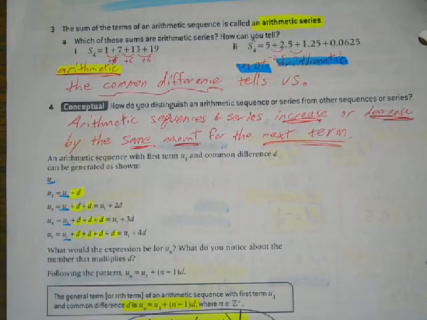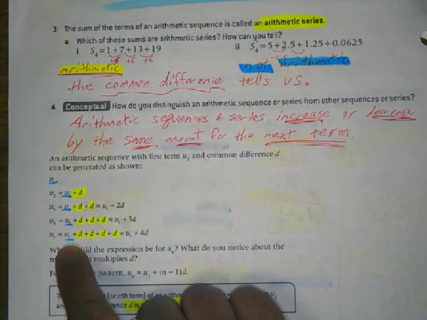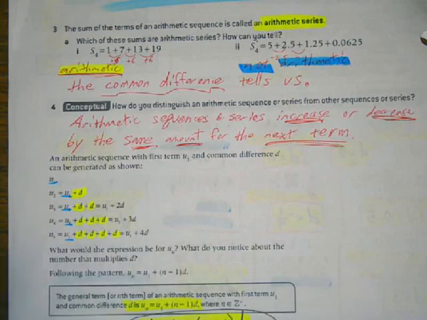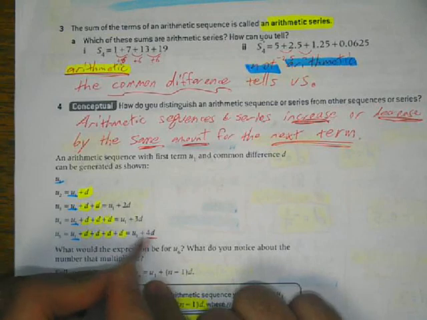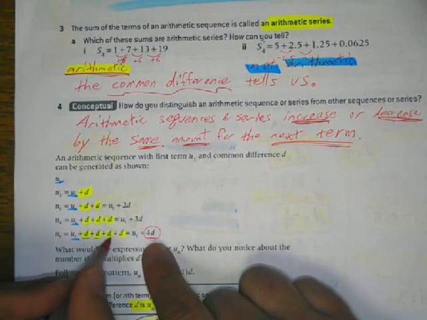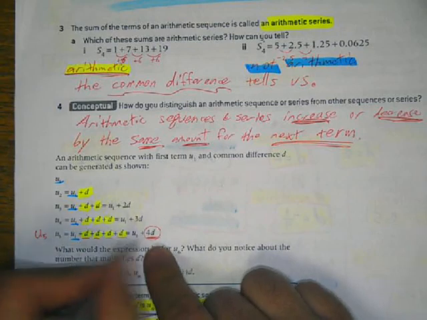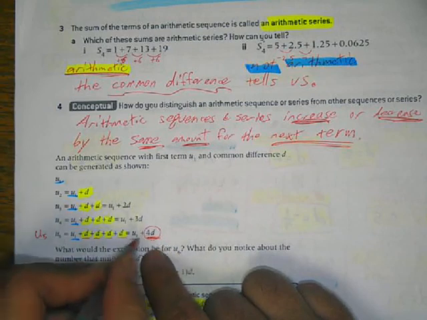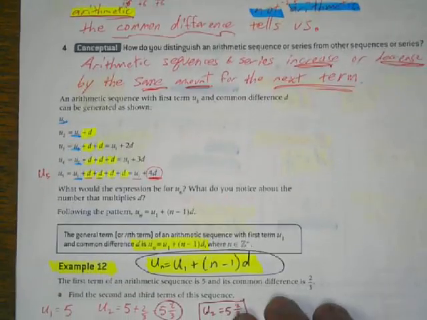Hopefully you start seeing the pattern: if I wanted to find the sixth one, I would add u sub 1 plus the common difference 5 times. Notice that this is u subscript 5, and here I've added the common difference 4 times. So u subscript 5 equals u1 plus 4d.